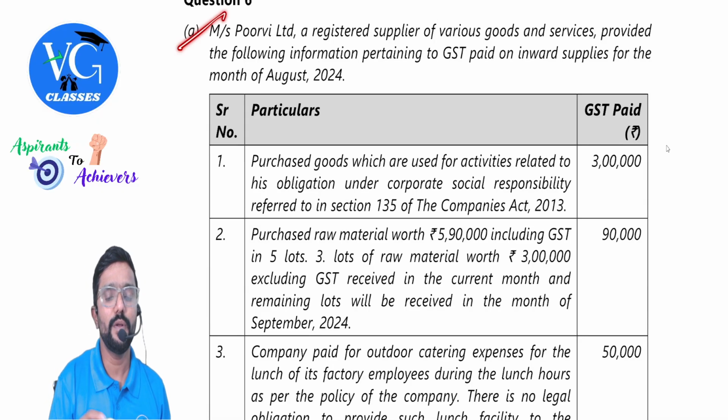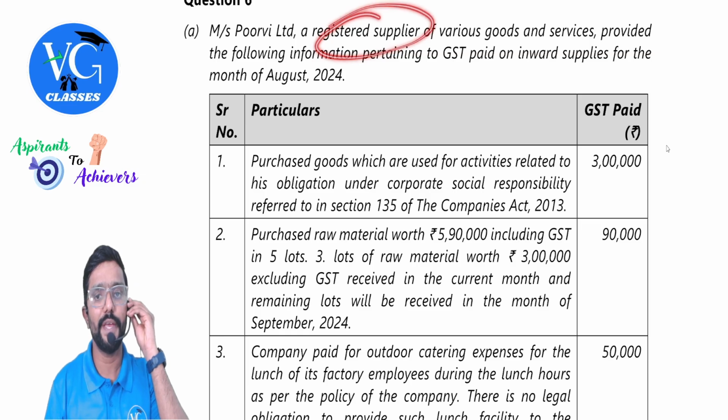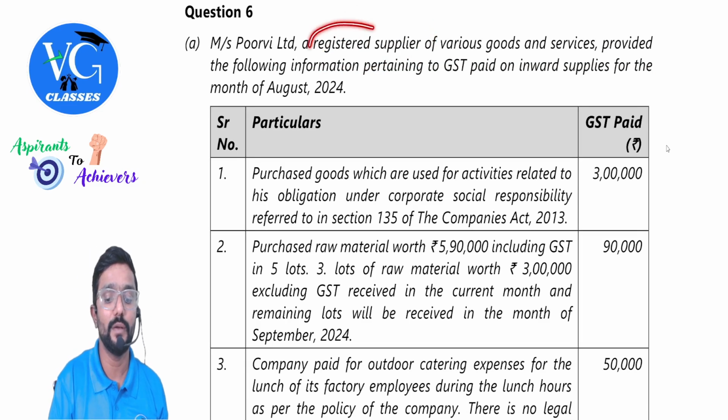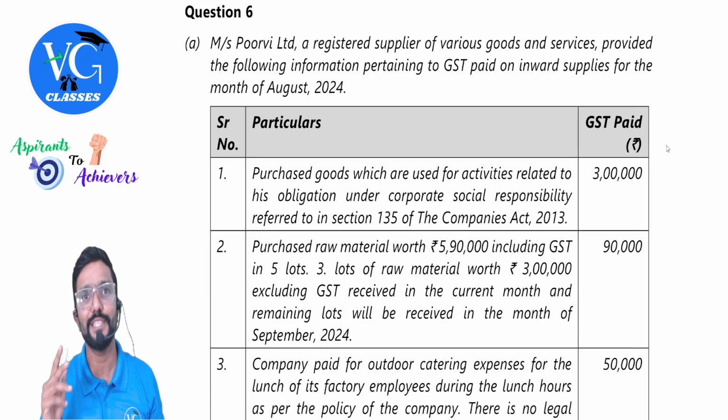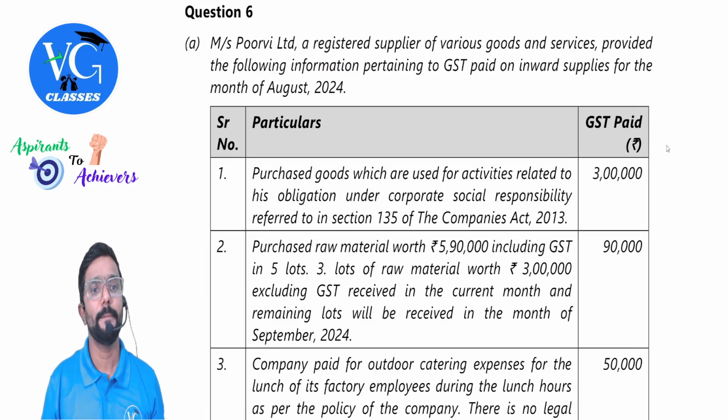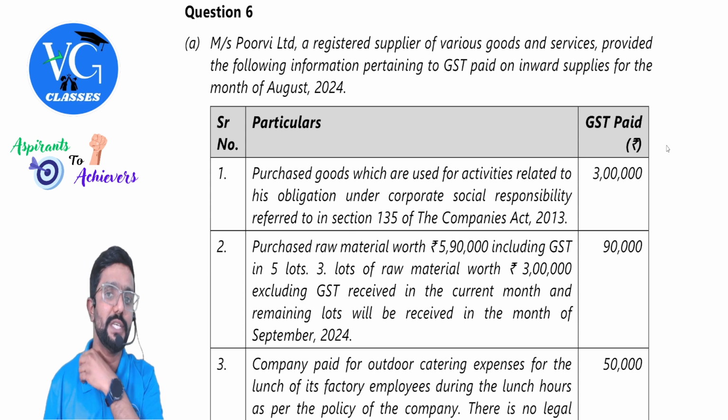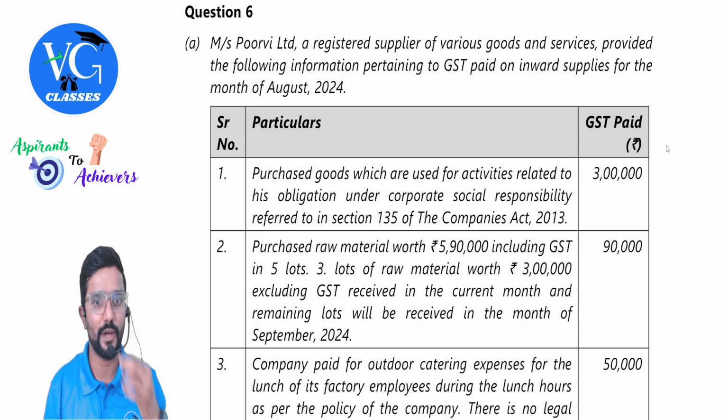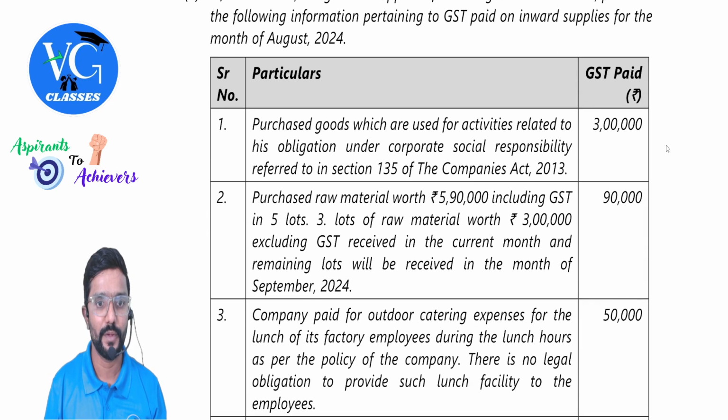Purvi Limited, a registered supplier of various goods and services. That is also important. Only if the recipient is registered is he eligible to claim credit. Provided the following information pertaining to GST paid on inward supplies for the month of August 2024.